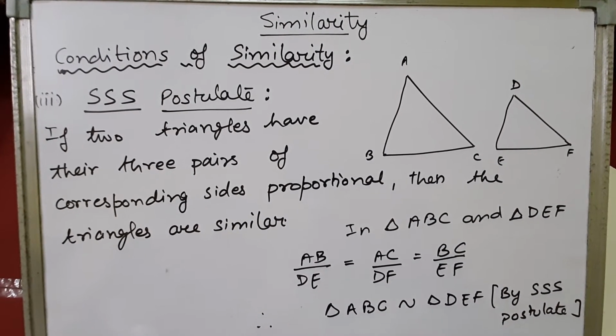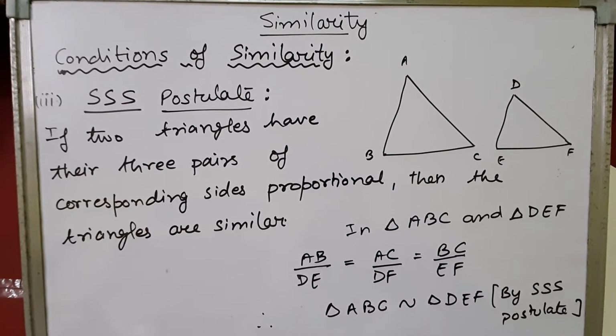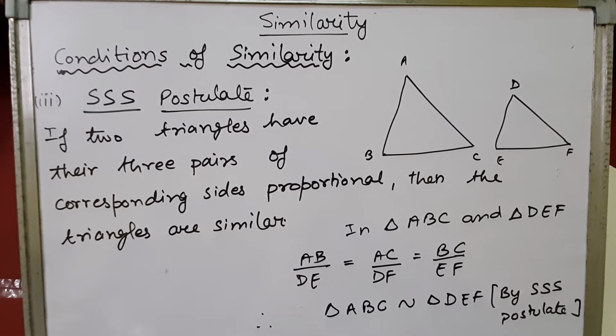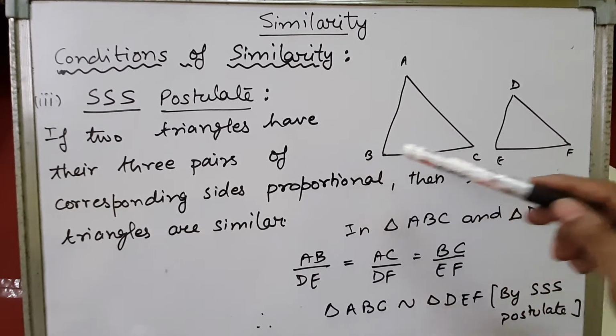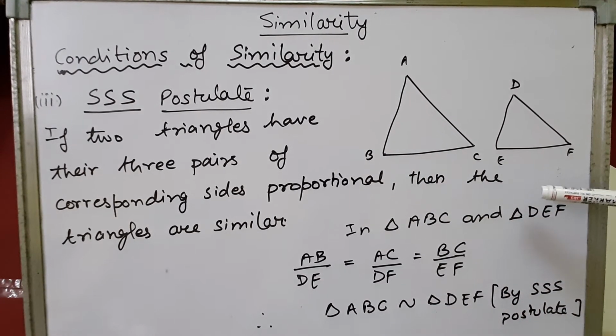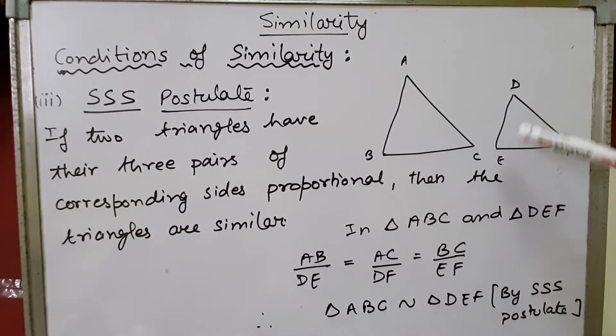Let's see the third condition of similarity. This is SSS. What does SSS mean? Side, side, side. Now this rule states that if two triangles have their three pairs of corresponding sides proportional, then the triangles are similar. So I have taken two triangles here, triangle ABC and triangle DEF.